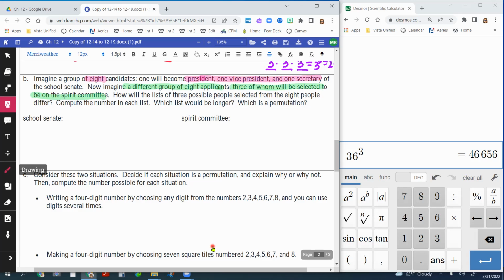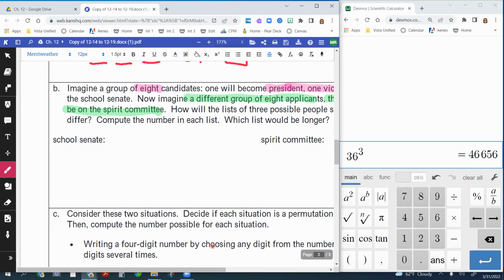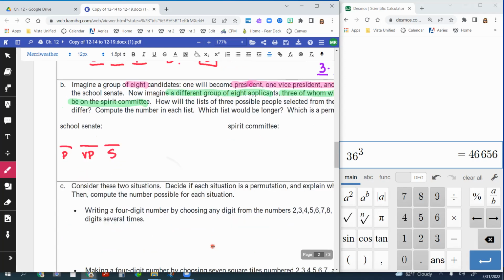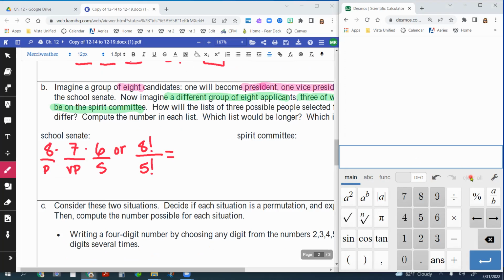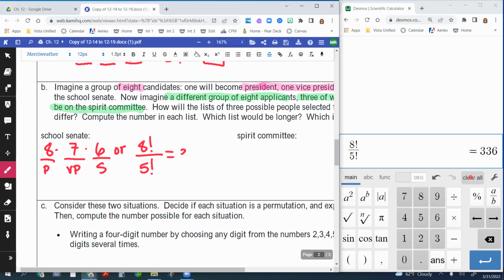Okay, so if I am doing it for the school senate, we have 8 people. Okay, we've got president, vice president, and secretary. Okay, so we have 8 ways to get the president. We have then 7 ways out of the 8 left to get the vice president, and then 6. Or 8 factorial over 5 factorial. Okay, and so when I do this, let's say I do 8 factorial divided by 5 factorial, I get 336 different ways.